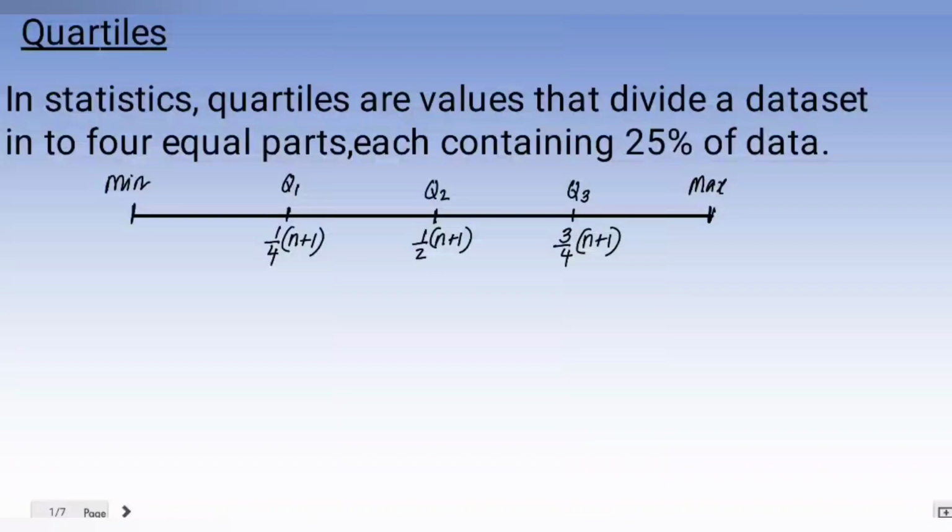Before I move to one example, a few other things we can also find out using the minimum value, Q1, Q2, Q3 and maximum. First one is range. Range we can find as the maximum value minus minimum value. Because after arranging the data, the smallest value is the minimum value and the highest value is the maximum value. So maximum value minus minimum value is range.